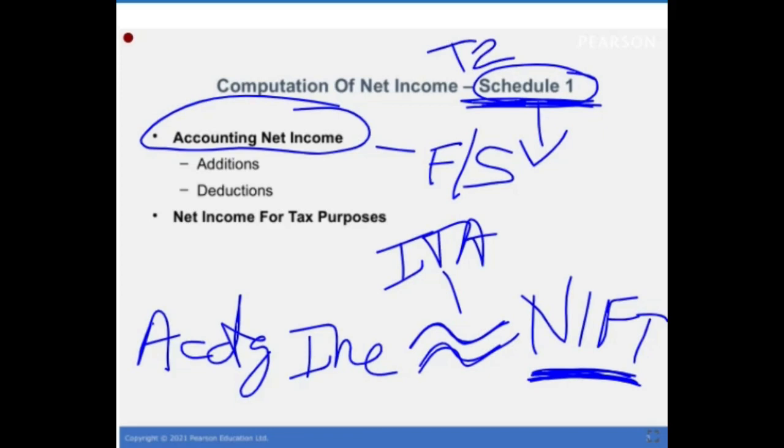Again, we did T1s for personal. In corporate, it's called a T2 corporate tax return. So we pull out our financial statements and we have a whole bunch of additions and deductions that we're going to do to translate that net income.